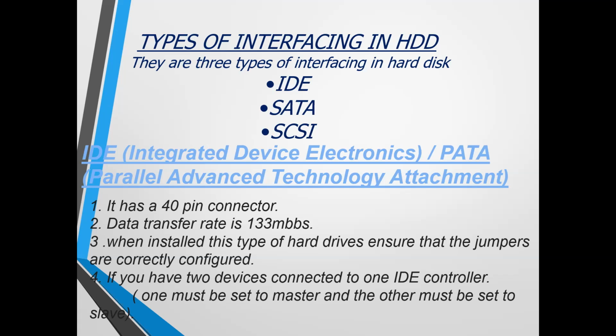If you have two devices connected to one IDE controller, one must be set as a master and the other has to be set as a slave. That's what we're saying. When you're picking this information on the jumper side, you make one a master, one a slave, because the master is serving the slave. So if at any one time you're picking information, you need to know where you're changing these jumpers accordingly.